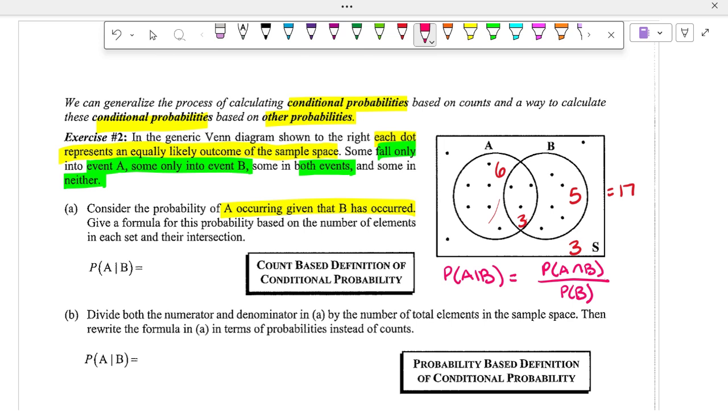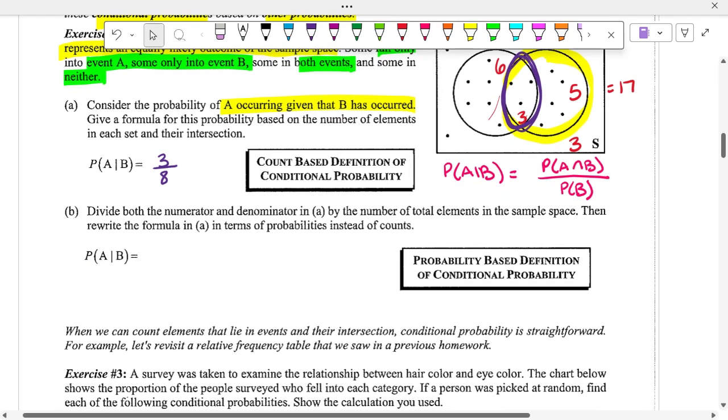So we're going to find it first just by using the Venn diagram. We knew that B has already occurred, so we're explicitly looking in the B circle. That means our probability is going to be taken out of what number? 8. So what's the probability of A occurring in the B circle? 3. In the B circle, the only place where there is A is where the overlap is. So you have a 3 out of 8 probability.